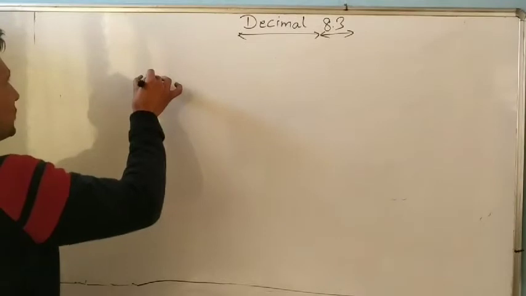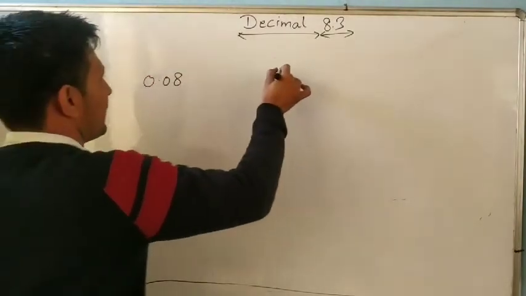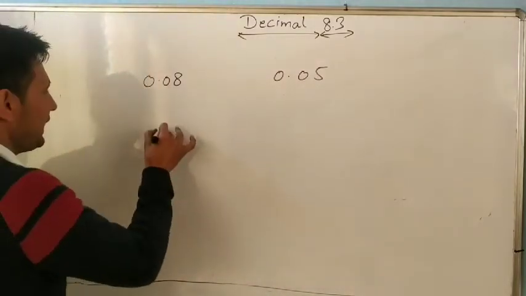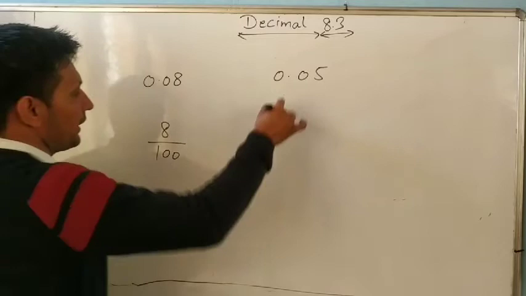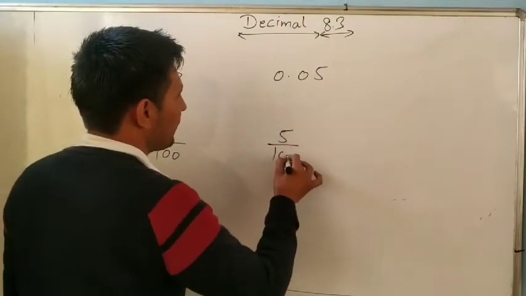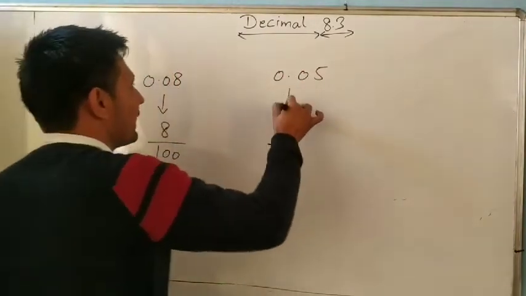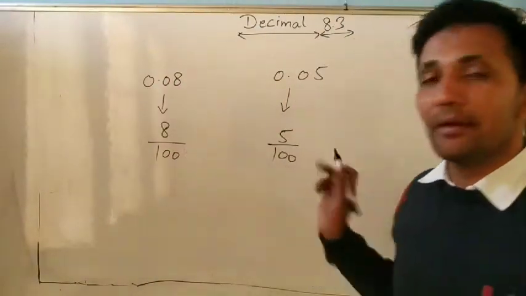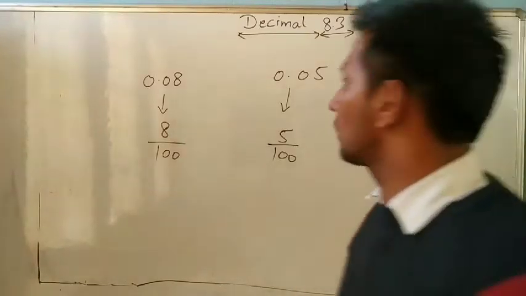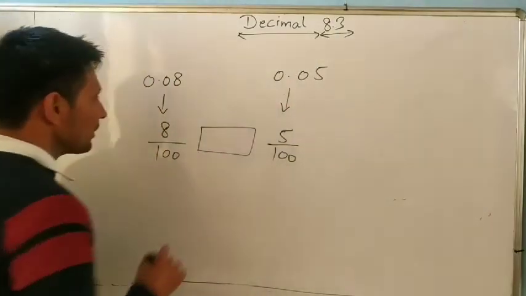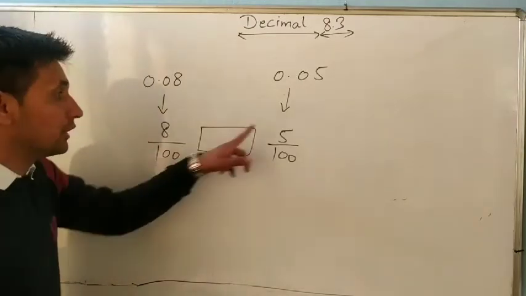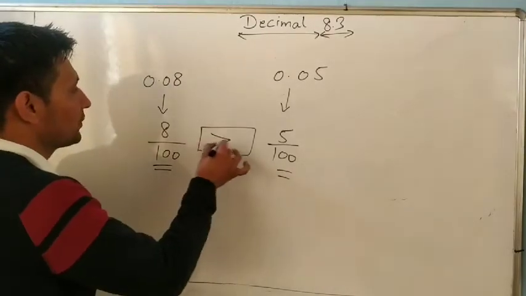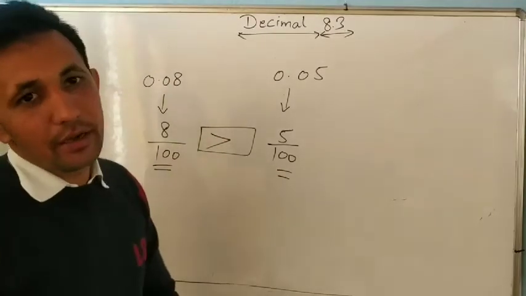Suppose I ask you 0.08 and 0.05, which one is greater? You can say, sir, it is 8 out of 100 and it is 5 out of 100. We only remove the decimals, okay? And everyone knows the denominators are the same. It becomes a fraction, and everyone knows how to compare fractions. It is 8 out of 100 and 5 out of 100. So we make the denominator the same. So which one is greater? We look at the numerator. So 8 by 100 is greater.